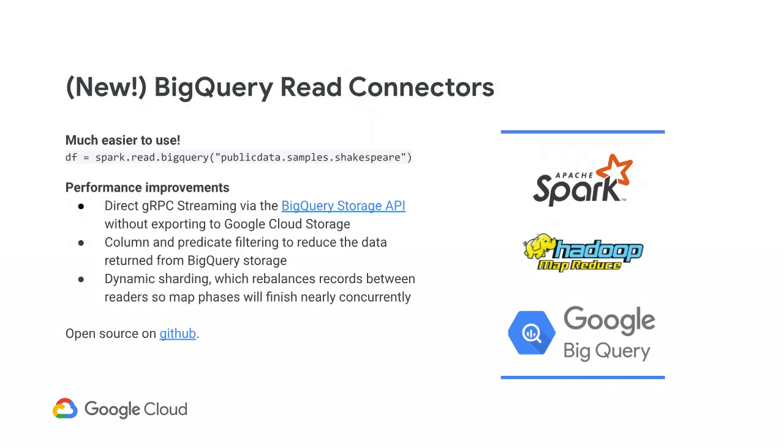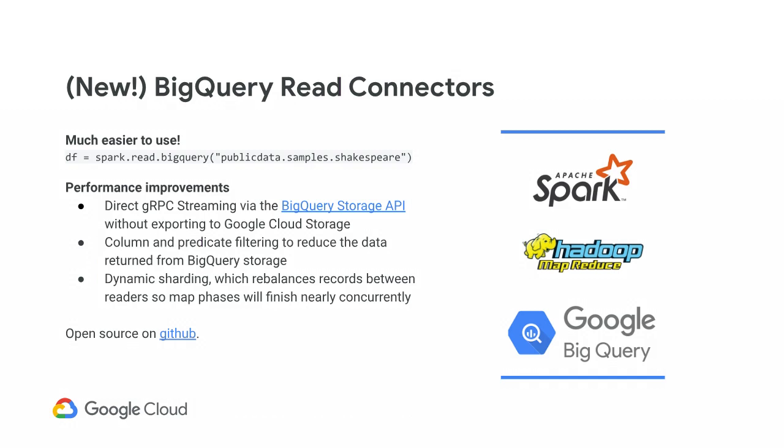And BigQuery actually intelligently, dynamically rebalances between map tasks so that you don't end up with key skew and the tasks actually finish at about the same time. And we can also push down predicate filters and column filters into BigQuery, so that way you reduce the amount of data that's actually read out.